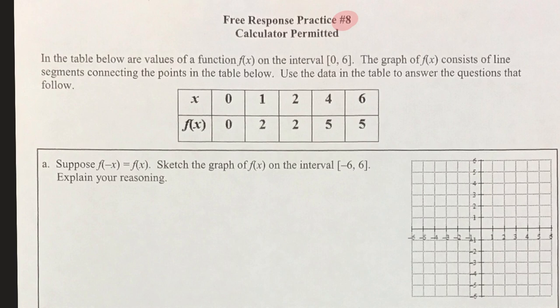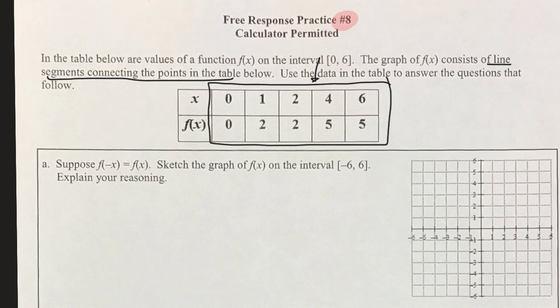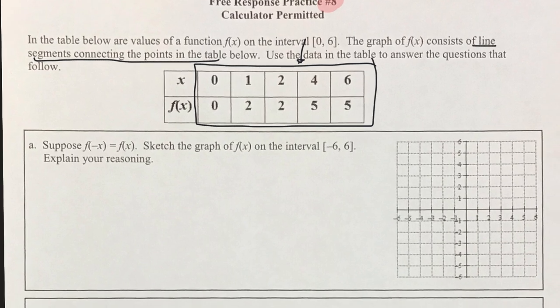So we're told that we have this table that goes from 0 to 6. The graph consists of line segments connecting the points below in the table. So these 5 points are on your graph. That's what we're going to start with here for part A.